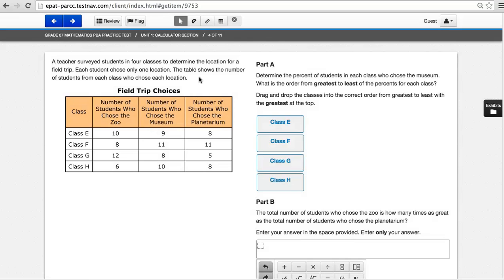A teacher surveyed students in 4 classes to determine the location for a field trip, and each student chose only one location. The table shows the number of students from each class who chose each location. Part A, determine the percent of students in each class who chose the museum. What is the order from greatest to least of the percents for each class? This is a drag and drop case.